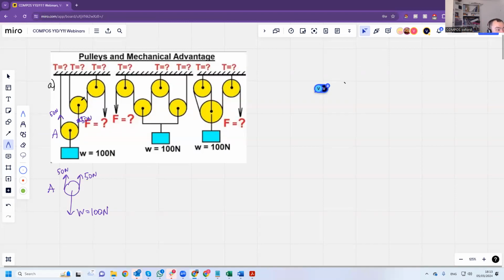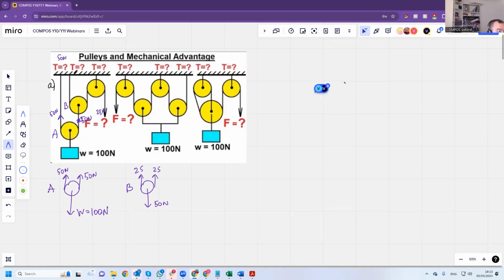All right, now let's look at this pulley, B. Once again, you have a downwards force of 50 newtons, because the rope is pulling it down with a force of 50 newtons. And there are two upwards forces. Because it's the same rope, these forces have to be equal. So if this is 50, this is 25 and 25. And that means F has to be 25 because it's the same rope.